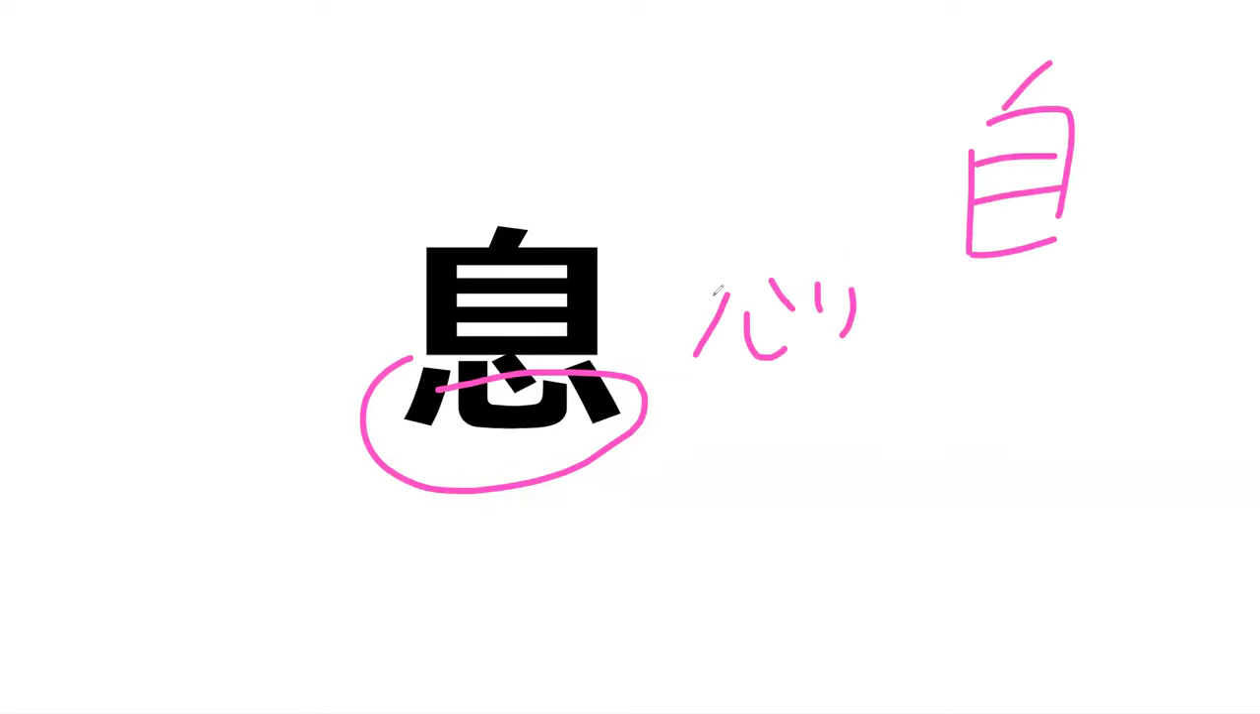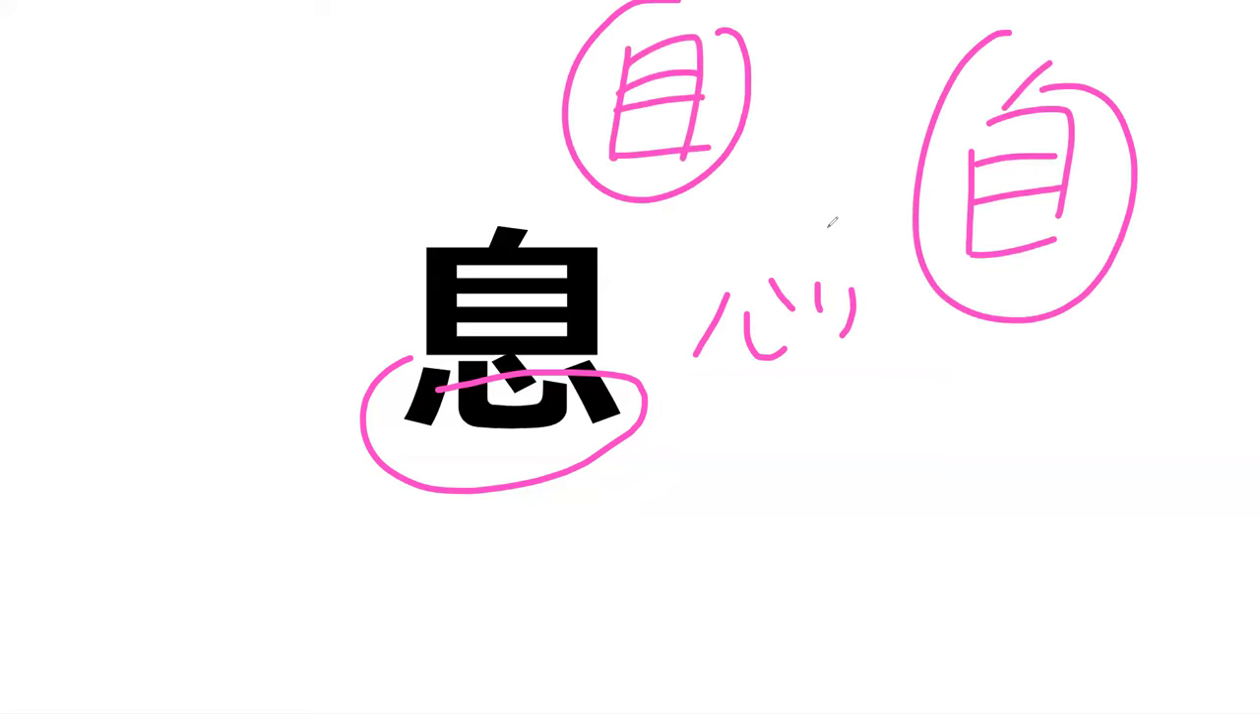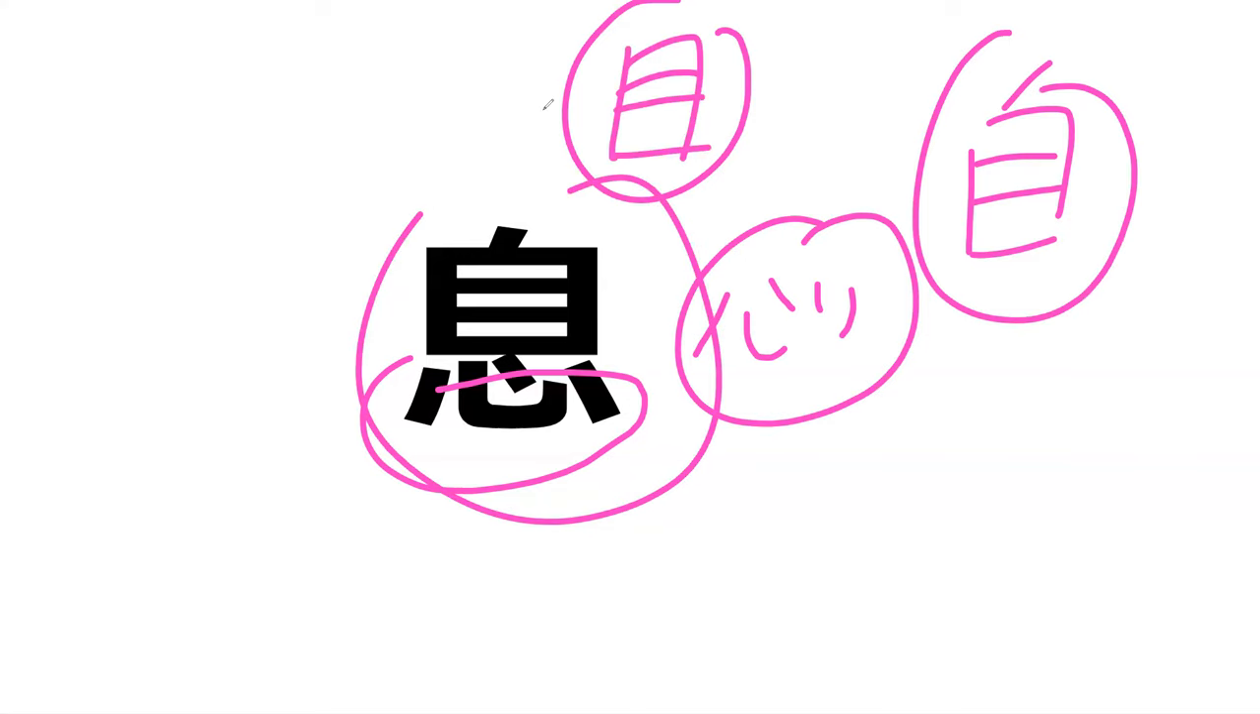It's made out of heart, right there, heart, and then jibun for like oneself, which also has I in it. So I, oneself, heart, it's iki, breath. Okay, can you read the sentence for me?